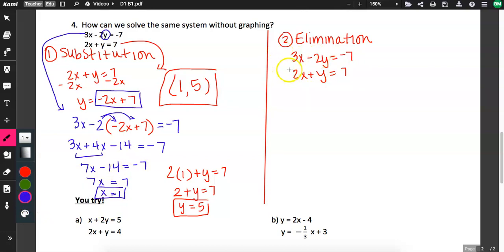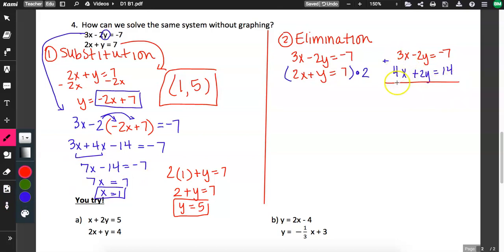So to fix that, I'm going to multiply the second equation by positive 2. Sometimes you have to multiply by a negative to get those opposite signs, but this one already is worked out. So I'm going to rewrite that top equation. And now after I multiply by positive 2, I multiply everything by 2. This becomes 4x plus 2y equals 14. Now I can add these equations together.